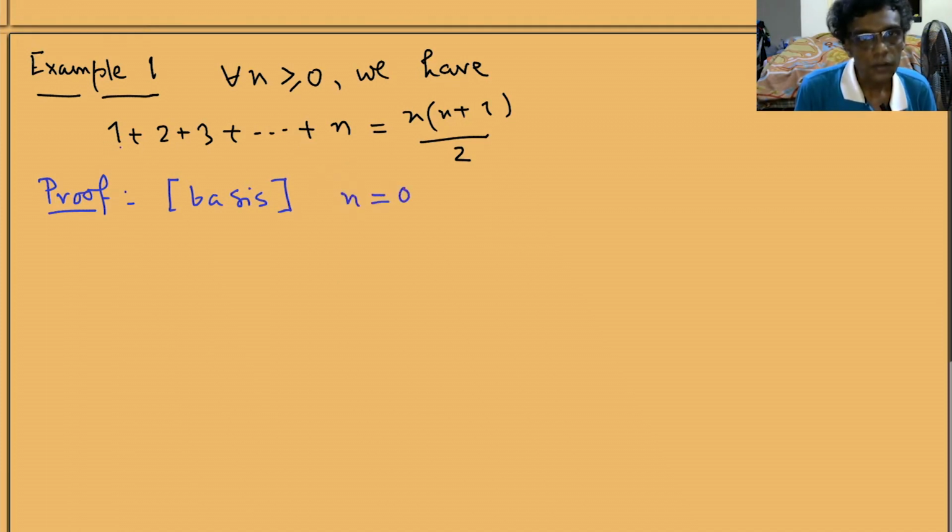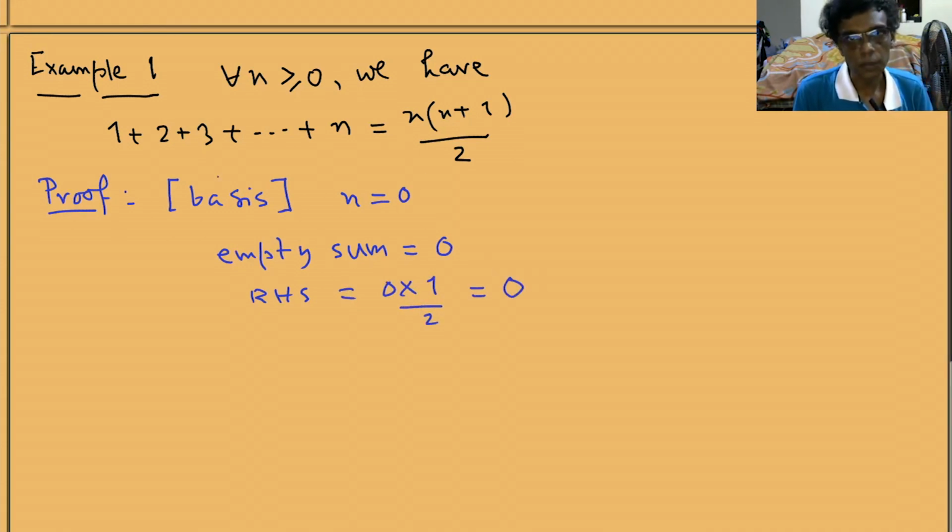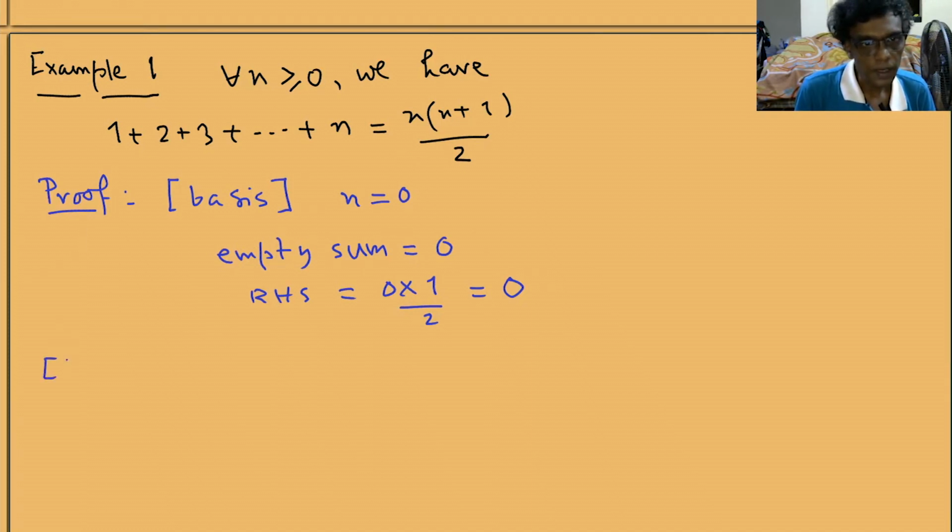If n equal to 0, this is an empty sum, right? So an empty sum always evaluates to 0. Whereas on the right hand side I have 0 times 1 by 2, which is also 0. So 0 equal to 0, no problem. So the induction basis holds. Now the induction step.